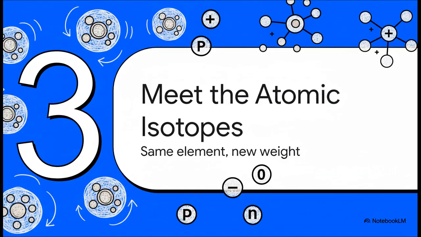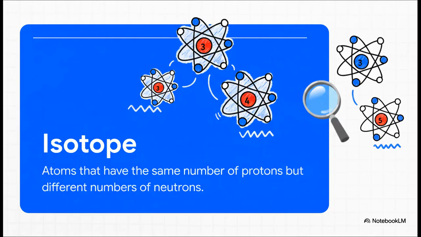All right, so if the number of protons is locked in, what happens if we mess around with the number of neutrons? Well, that's how you get what we call isotopes. You can think of isotopes as siblings. They're all part of the same element family, they all have the same number of protons, but they weigh a little different because they have a different number of neutrons.